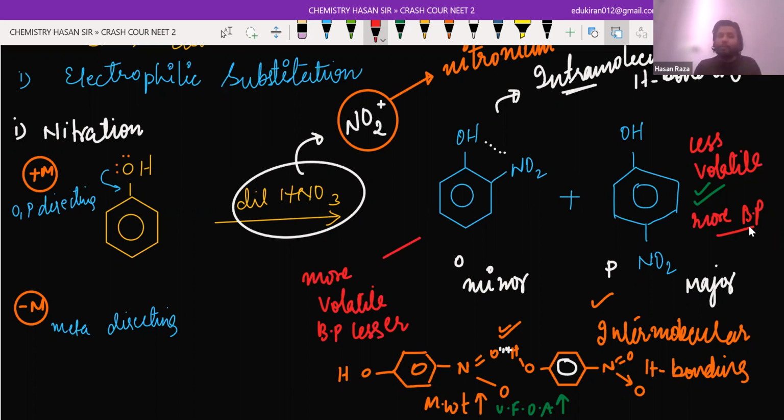Now, since para is more stable, it will be less volatile, and the one which is less stable will be converted into vapor when heated. The one which is less volatile will need more and more energy to convert into the vapor form, and the one which is more volatile will be easily vaporized. That's why ortho will have lesser boiling point and para will have greater boiling point.